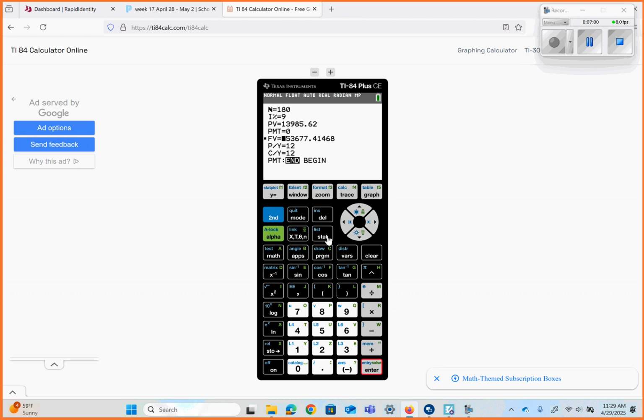So her 9% investment, where she started with $13,985.62, she wasn't able to contribute for the next 15 years because of other situations, but it was still compounding monthly. So her $13,000 then turned into $53,677.41.